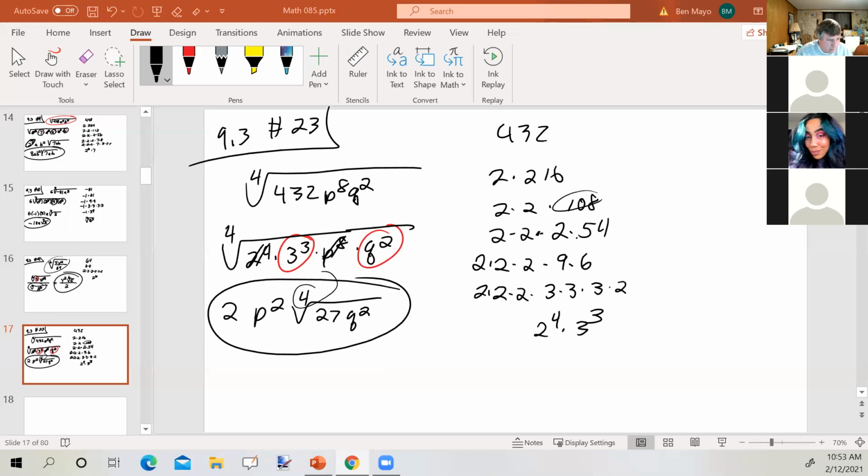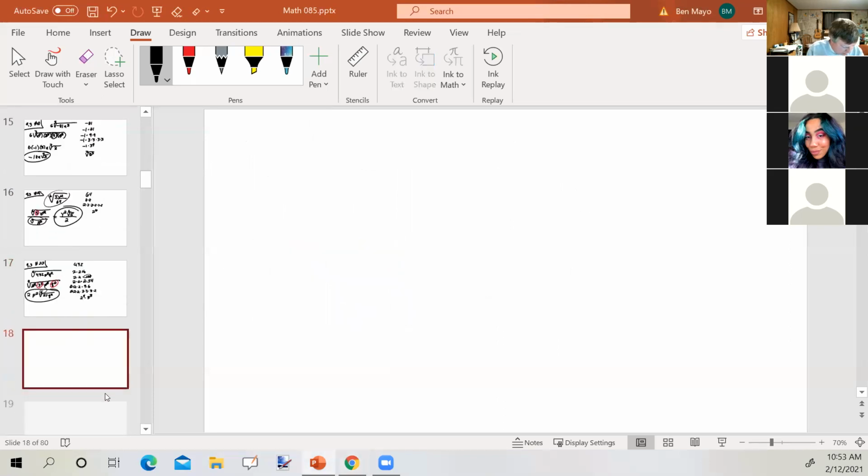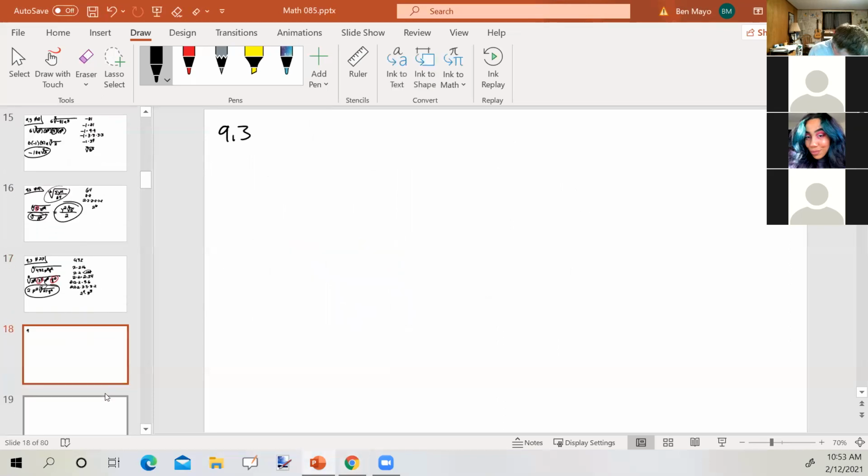9.3. Number 10. Okay. This is another case of where they've got the right answer, but maybe they got help and they're not sure how. But we'll take a look. 9.3, number 10. And this says simplify the radical expression. The variable represents a positive real number. 2 times the cube root of negative 81a cubed.